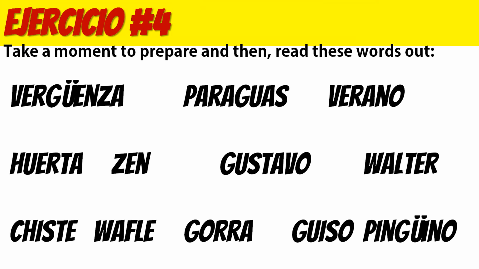And now we'll do exercise 4, same exercise. You'll have 3 to 5 seconds to say the word out loud, then I'm going to say the word and you can check whether what you said was right or not. Let's get started. Gustavo. Paraguas.